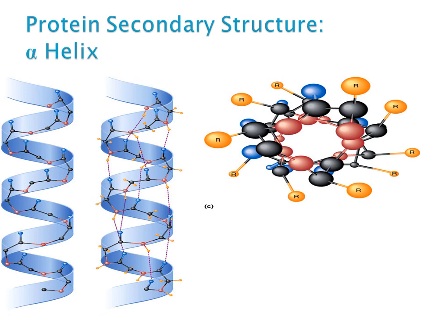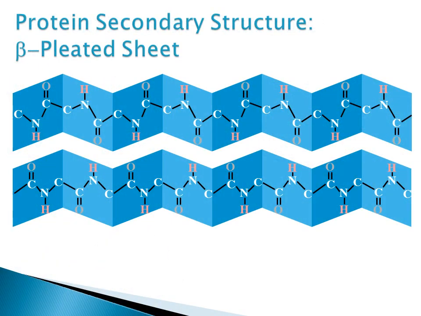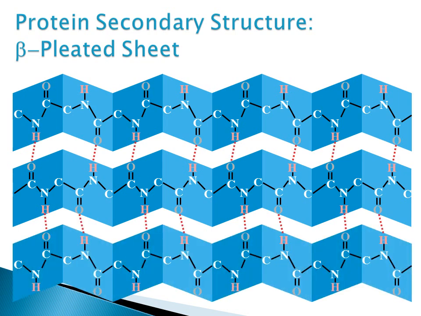So how is the alpha helix formed when it is stabilized by hydrogen bonds? How is the beta pleated sheet formed, like a plate or like folding paper? It is also stabilized by hydrogen bonds.